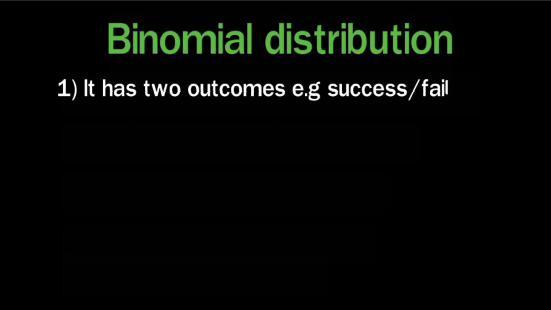Hi everyone, today we are going to learn about binomial distribution. So what is actually binomial distribution? To put it simply, binomial distribution has the following characteristics. First, as the name implies, binomial, it has two outcomes: success or failure.